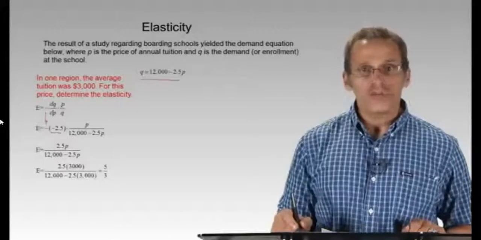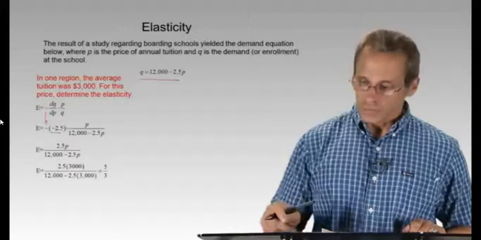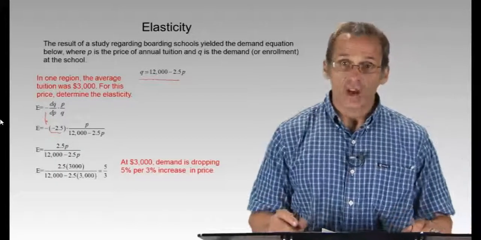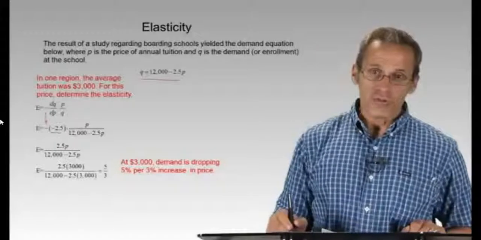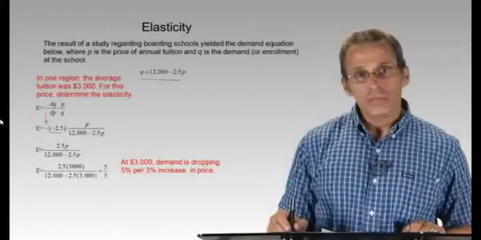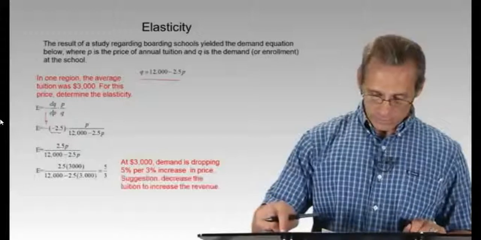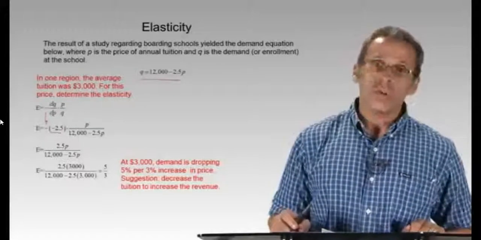Again, 5/3 is greater than 1. What's the interpretation? Well, at that price, $3,000, the demand is dropping 5% for every 3% increase in price. What should be done? Well, suggestion, decrease the tuition to increase the revenue.